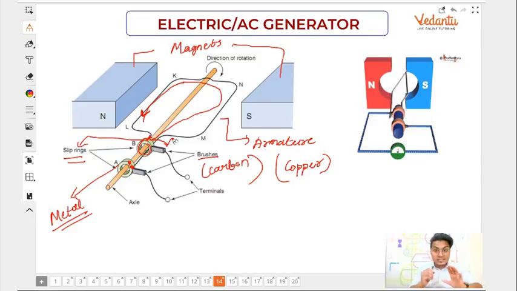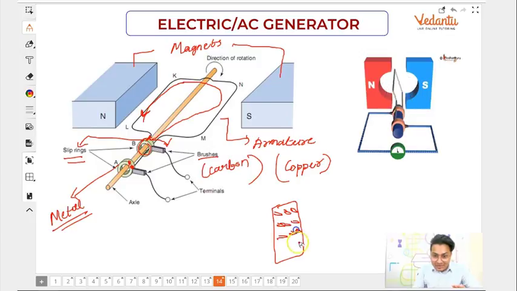Now, why are they called brushes? If you don't remember, it's pretty simple. They are called brushes because they look like brushes. They are like this. I hope all of you brush every day. If you brush every day, you must understand this. This is how the brushes look, basically. Okay? So they look like brushes. So that's why they are named so.